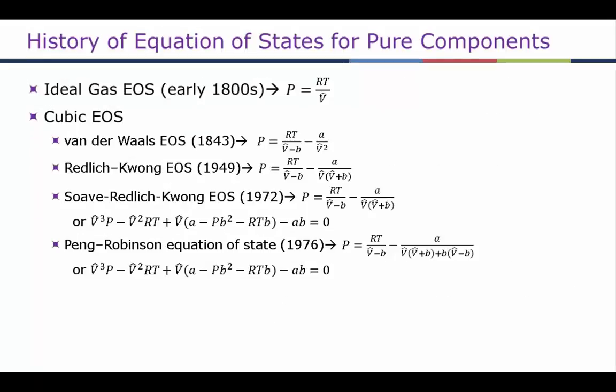Just looking at a quick history of the equation of states. So in early 1800s rather, we had the ideal gas equation of state, which was developed by Emile Clapeyron, and this tells you that the pressure is equal to the gas constant R multiplied by temperature divided by the specific volume. The specific volume is defined in terms of cubic meter per kilomole or liter per mole or similar units. So it's volume divided by the number of moles of that gas. So it doesn't depend upon the size of the system.